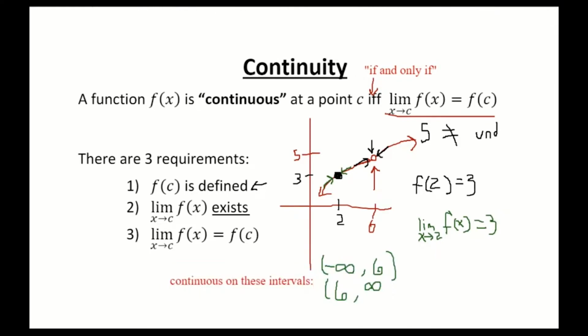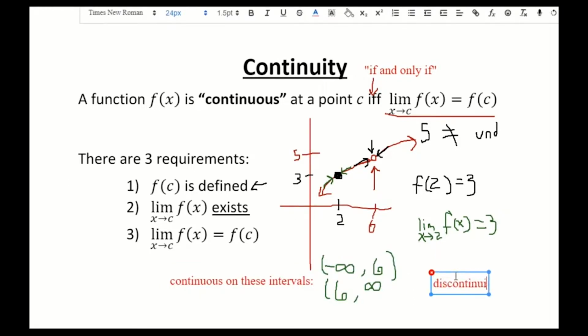And then we have a discontinuity at x equals 6, obviously. So that's pretty much the gist of it. So let's go into a little bit more detail, look at some examples, and hopefully by the end of this, you'll have a better understanding of continuity.